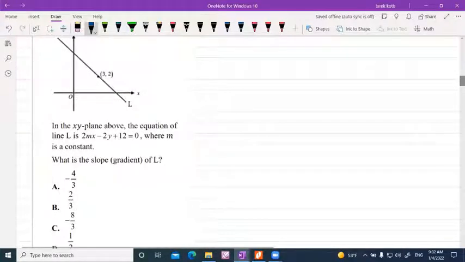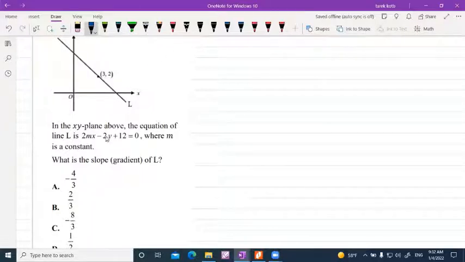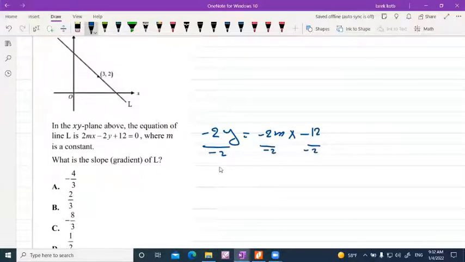Number 4, I have a line with a point 3 and 2 in the xy plane above. The equation of the line is 2mx minus 2y plus 12 equals 0, where m is a constant. What's the slope of this line? If you want to get the slope of this line, you have to rearrange this equation. Means you take the 12 and 2mx to the other side, will be negative 2y equals negative 2mx minus 12. And then divide by negative 2.